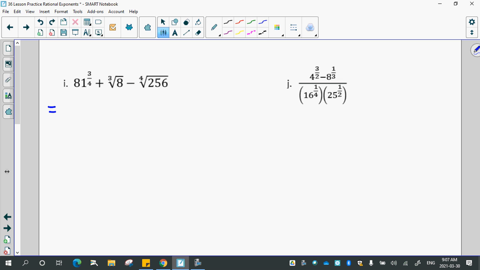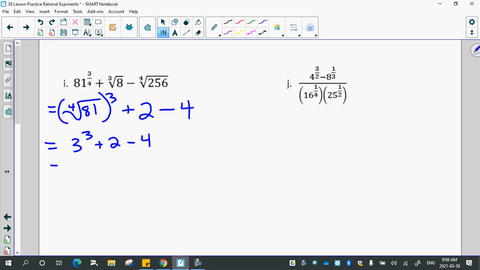No? Okay. I would have, I guess, done the 4th root of 81 cubed plus, that one's already to go, 2, minus the 4th root of 256 is 4. This 4 to the 4th is 256. So the second two are easy. So that's going to be 3 cubed plus 2 minus 4, which is 27 plus 2 minus 4, which is 25. Yeah? Okay.